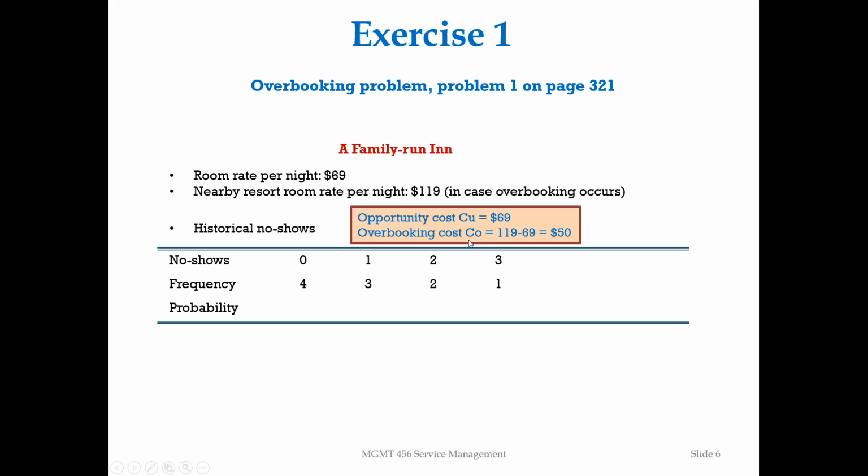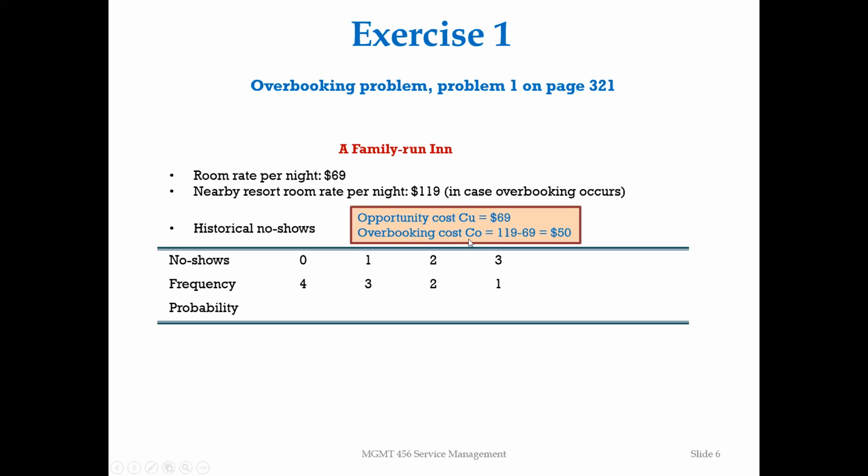In this example, it's a little bit different compared to the example we just covered. In the previous example, the overbooking cost is given. It's given information, and we don't have to do any work. In this case, the question is presented in a different way. It did not tell us what the actual overbooking cost is. Instead, the question says the nearby hotel costs $119.